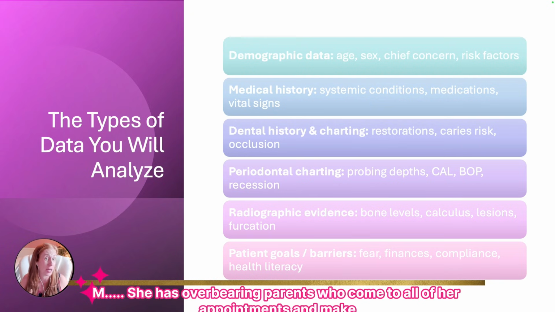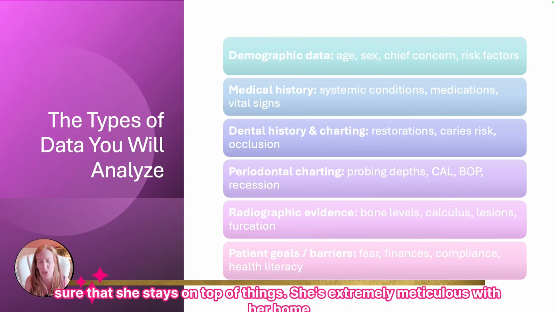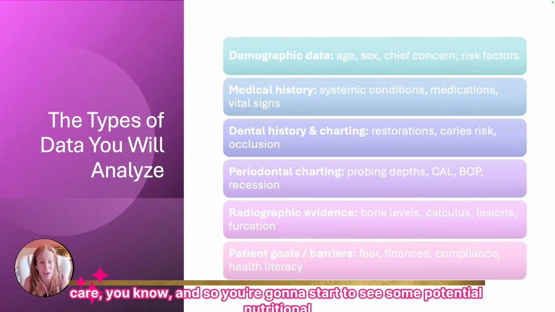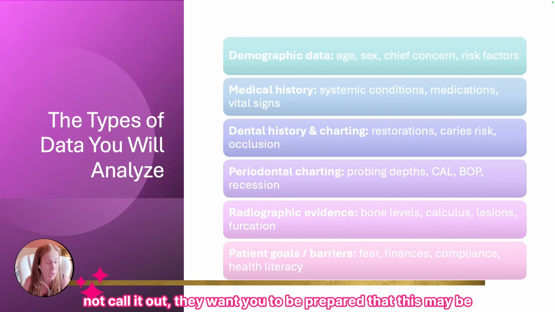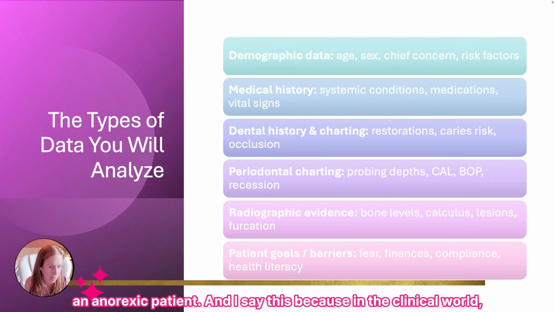She has overbearing parents who come to all of her appointments and make sure that she stays on top of things. She's extremely meticulous with her home care, and so you're going to start to see some potential nutritional deficiencies going on. And although the national boards may not call it out, they want you to be prepared that this may be an anorexic patient.